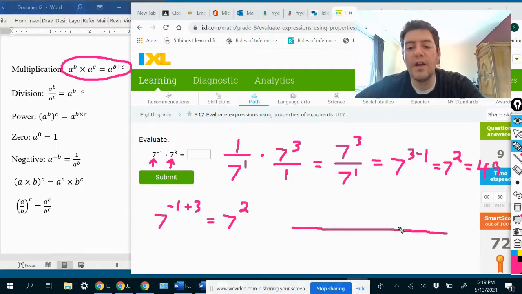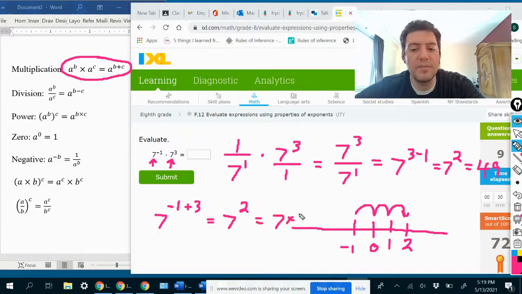If you forgot how to work with negatives, just think of a number line. If I start at negative 1, and then I add 3, which means I go to the right 3 places, 1, 2, 3, then I would be at positive 2. Okay, and that just means 7 times 7, which is 49.